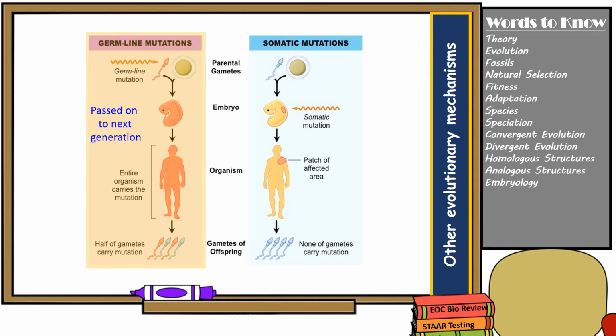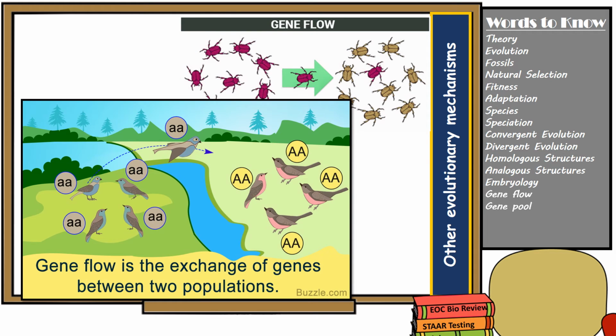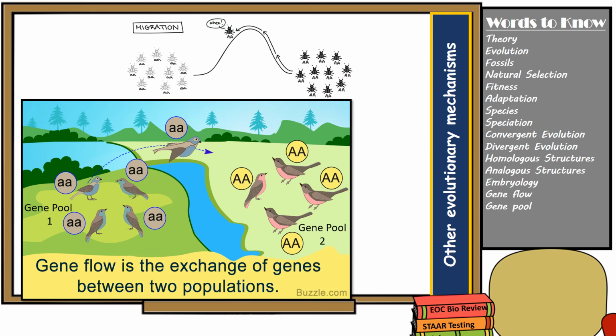Now, another cause of genetic variation is gene flow, which is the introduction of genes from one population into the gene pool of another population. A gene pool is the combined genetic information of all members of the population. There are several factors that affect gene flow. The most significant factor is mobility, or movement of individuals into different populations. For example, because animals can move and plants cannot, animals tend to have a higher rate of gene flow.